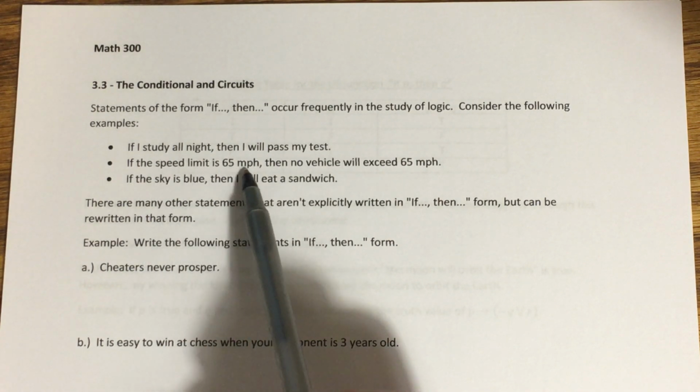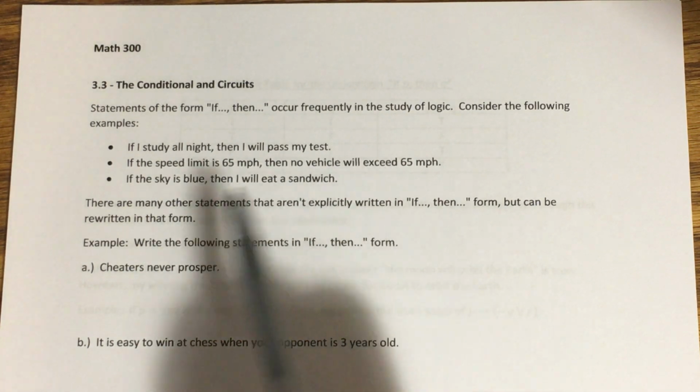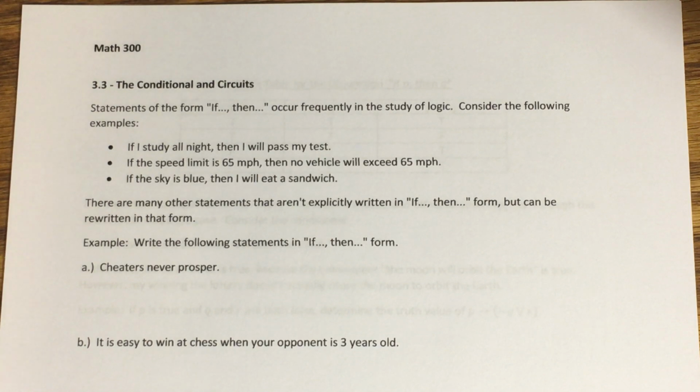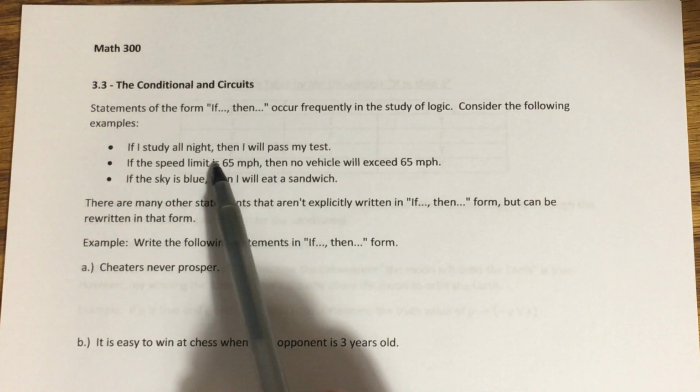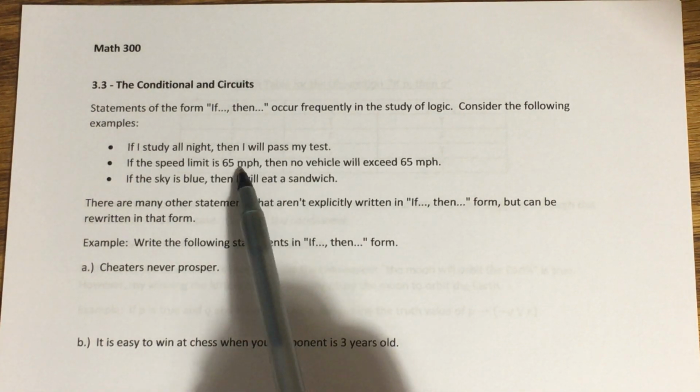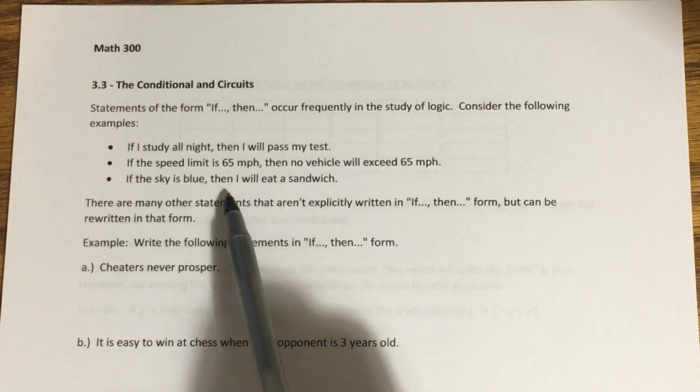If the speed limit is 65 miles per hour, then no vehicle will exceed 65 miles per hour. We know that's not true. People speed. However, as a logical statement, it's a valid statement to make. It has a truth value. It is either true or it is false. My guess is that this would be false in general.